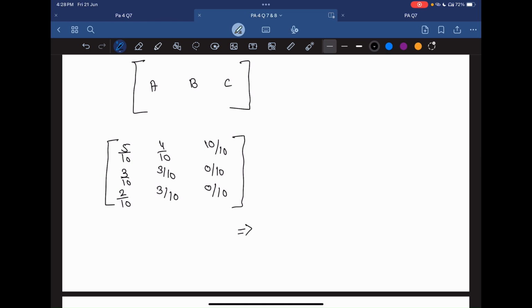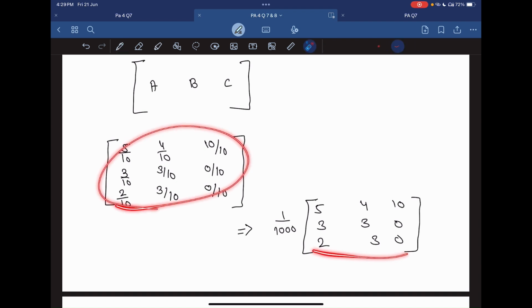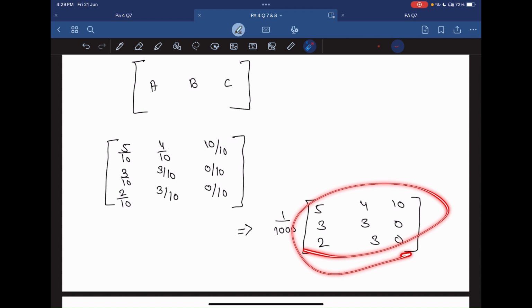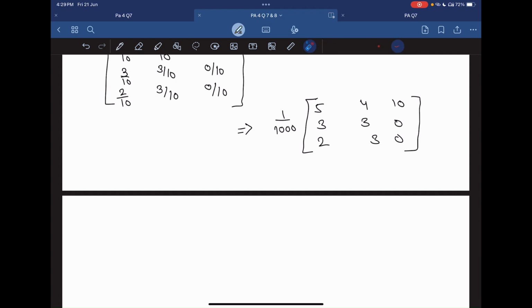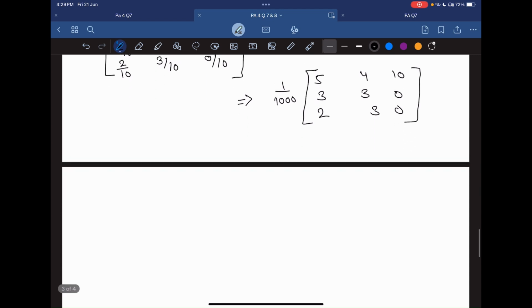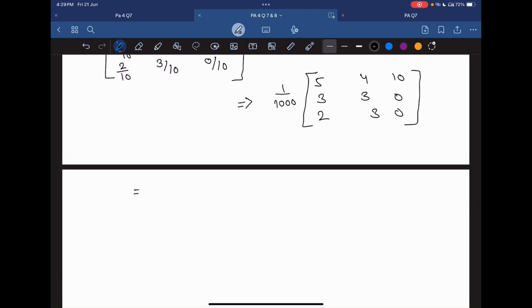So what we will get is 1 by 1000 times. So the determinant of this matrix is equal to the determinant of this matrix times 1 by 1000. So now I will be finding the determinant of this matrix along this column expansion. So that would be 10 times.